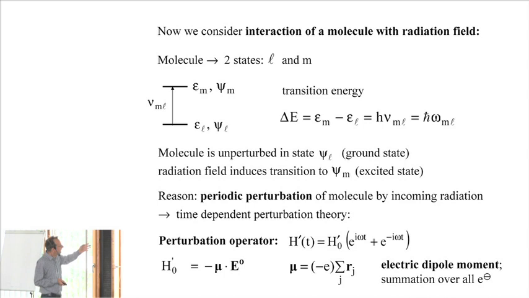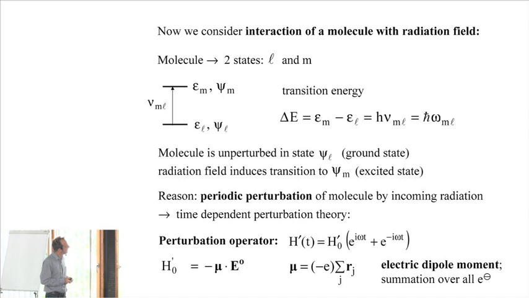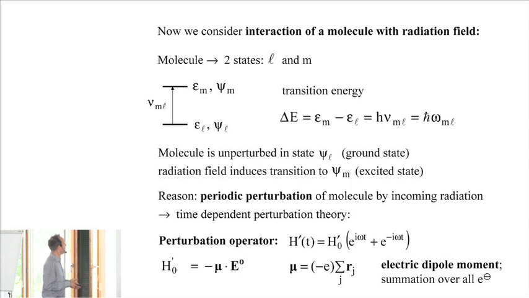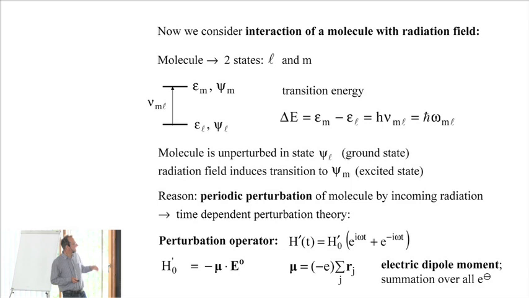Now we consider the interaction of a molecule with the radiation field, and the molecule is supposed to have 2 states, L and M, where L is the ground state and M is an excited state. We have the energy epsilon L in the ground state and epsilon M in the excited state. We have a transition energy epsilon M minus epsilon L equal h nu ML or h bar omega ML. And the molecule is unperturbed in the ground state psi L. And now the radiation field induces a transition to psi M, the excited state. And the reason is a periodic perturbation of the molecule by the incoming radiation.